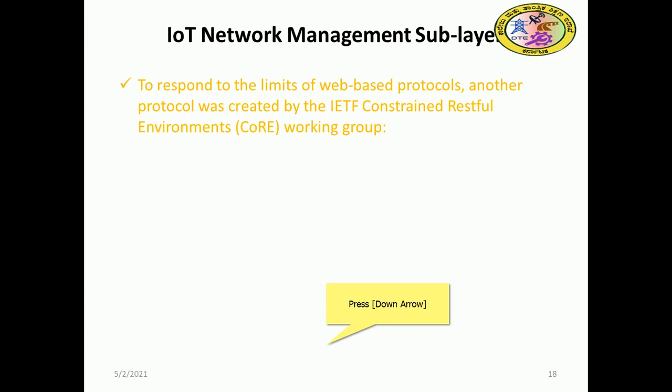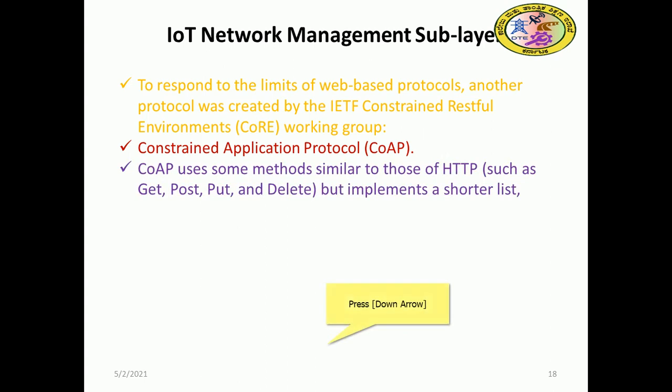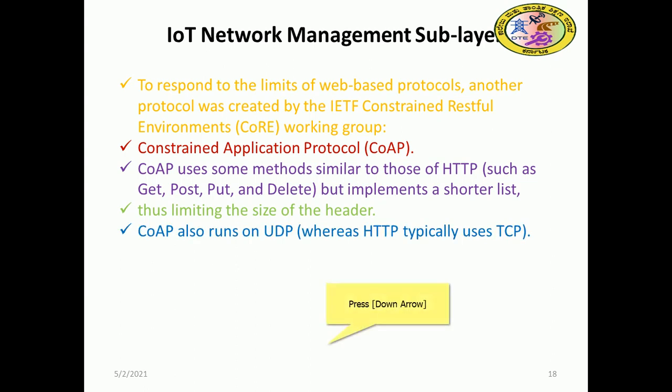Constrained RESTful Environments is a core working group called CoAP, the Constrained Application Protocol. Constrained Application Protocol implies something similar to HTTP, which has GET, POST, PUT, DELETE. The same thing is adopted here, but implemented in a shorter list, thus limiting the size of the header. HTTP had a bigger header, now the CoAP header is a smaller header.